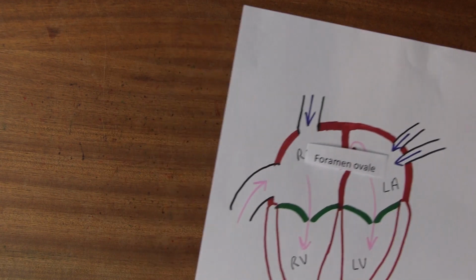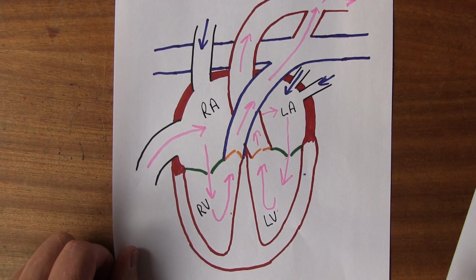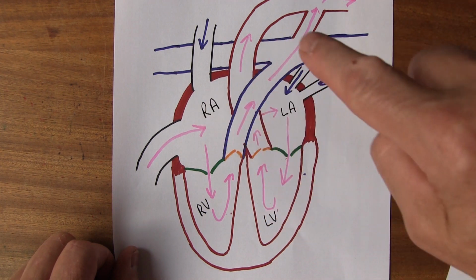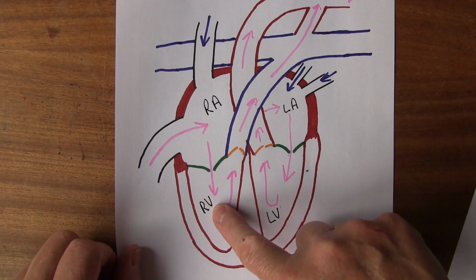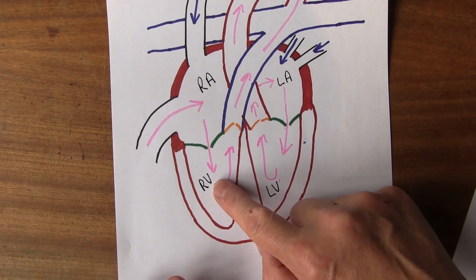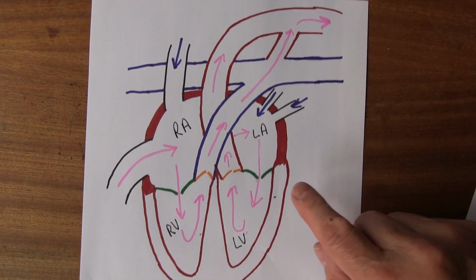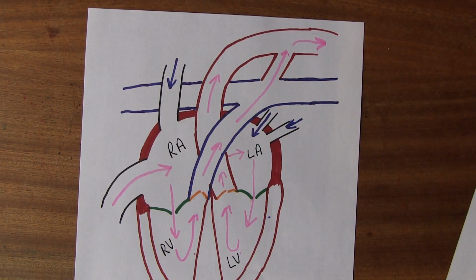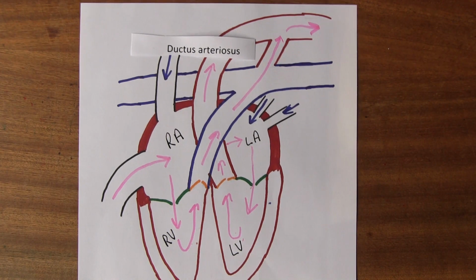And then we notice that blood that did go through to the right ventricle, that didn't make it through the foramen ovale from the right atrium to the left atrium, but went from the right atrium to the right ventricle, we notice that that blood is ejected out into the pulmonary artery, but that goes through this other shunt vessel into the aorta. And of course, that shunt vessel is the ductus arteriosus.